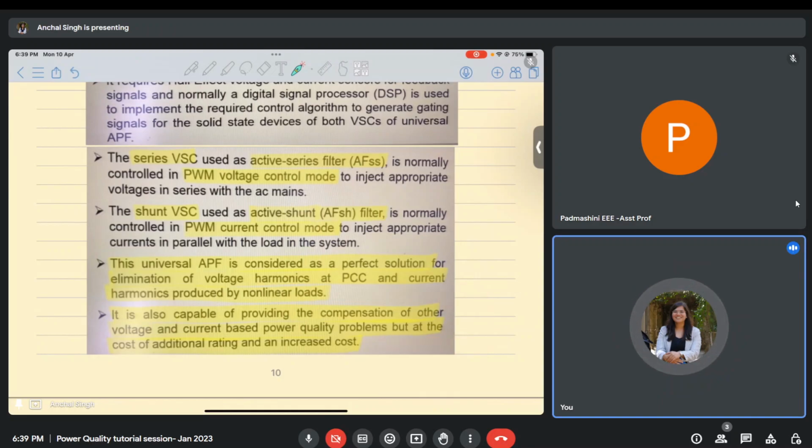Like we have been discussing in a few numerical problems, we discussed finding the rating of the compensator for just reactive power compensation and just harmonic compensation. And then in the third case, we found out the rating of the compensator for both reactive power compensation and harmonic compensation. So depending on what goal I want to achieve using my compensator, the rating of the compensator will vary, and that is the only constraint in my system, because if the rating increases, the cost increases.